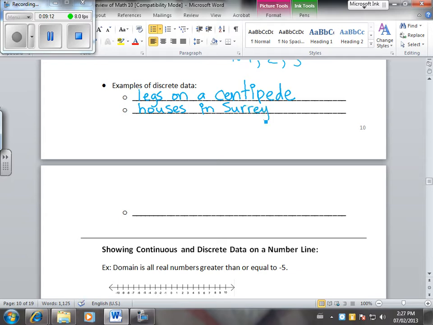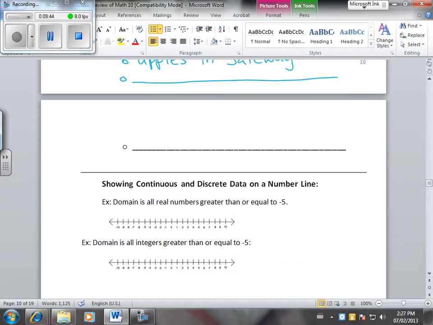Again, you can't measure them because you can't assume that there are X amount of houses in X amount of space. And then another example, you could count, say, the apples in Safeway. Okay? And then just come up with one of your own, a discrete data that you can count. I'm not going to mark you on anything, I just want to make sure that you're understanding the concept.